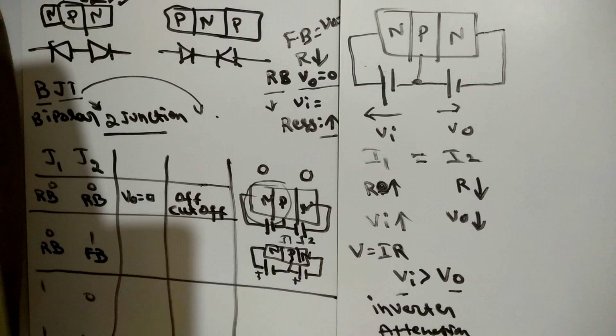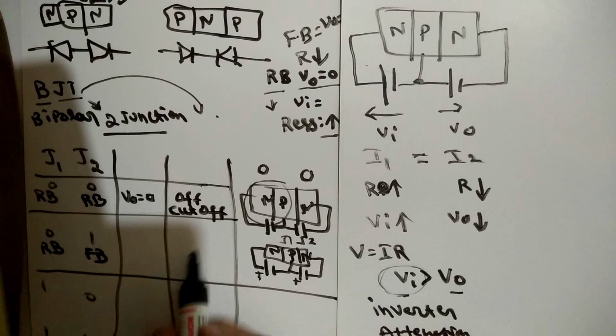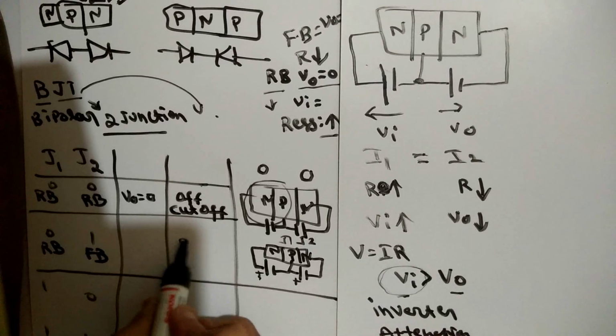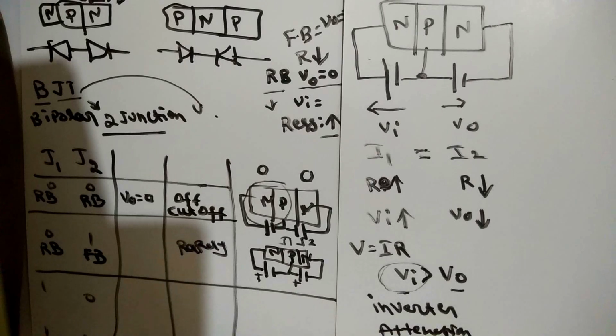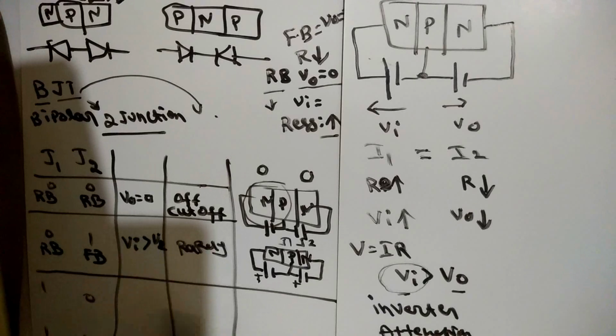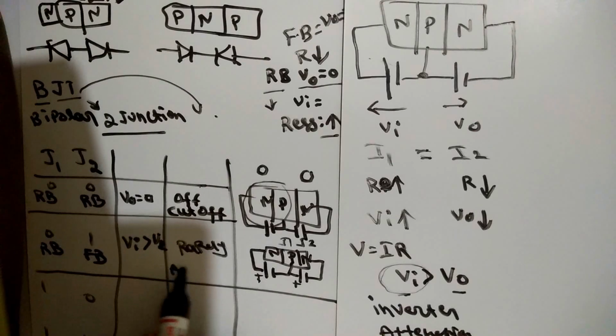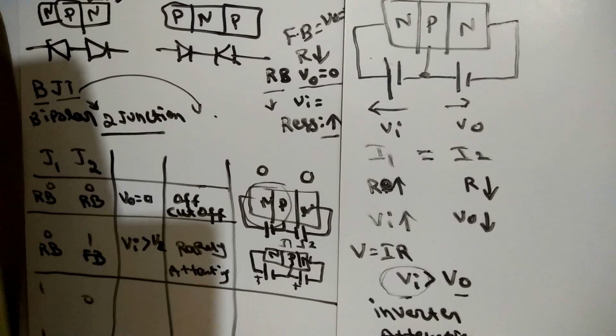Why? Because losing so much of the input is not a good technique, so we use it very rarely. In this technique, Vi is greater than V0, and this method is known as attenuation, or losing the information, or losing the input signals.